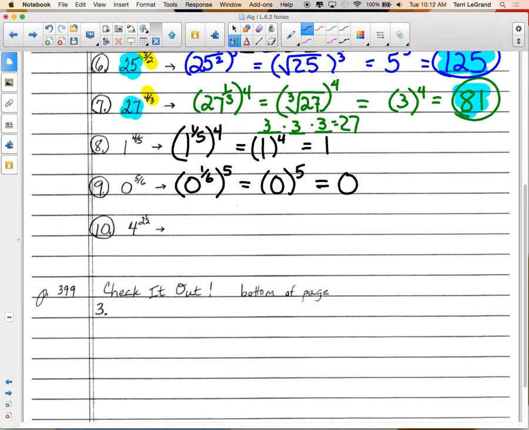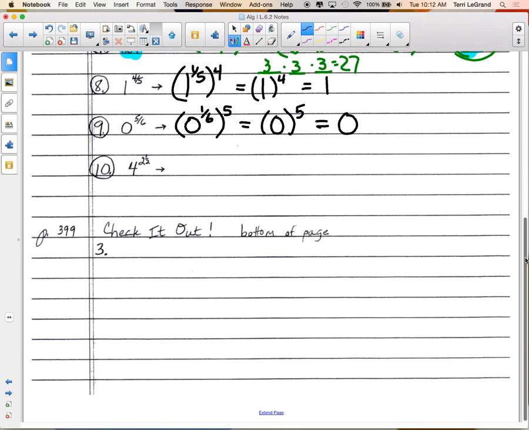Okay. 4 to the 2.5 power. Holy moly, what are we gonna do? Turn it into an improper fraction. What do you mean? Give her a chance. Tell me what you want to say. Turn it into an improper fraction. What improper fraction would 2.5 be? 5 over 2. That would be your first move. Rename the mixed number as an improper fraction and then take it from there.